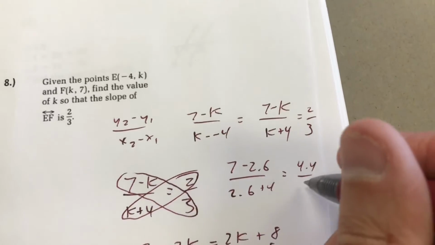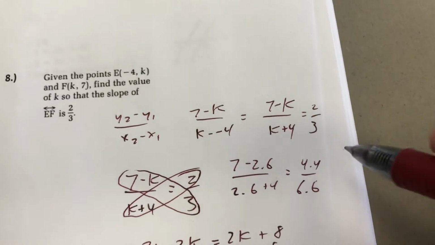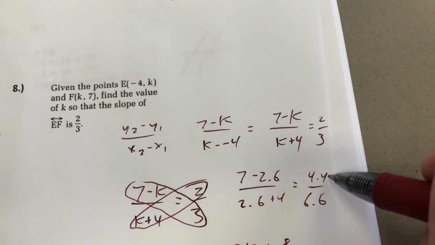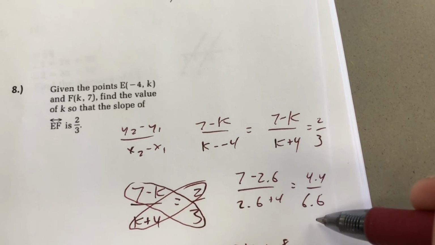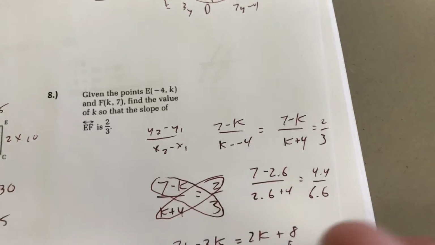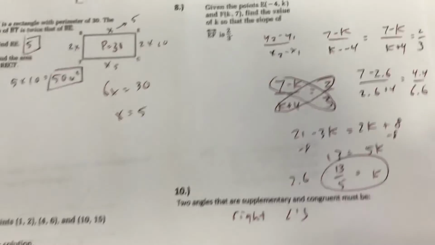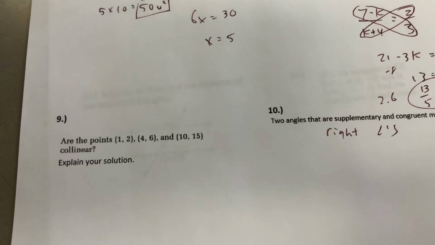and 2.6 plus 4 is 6.6. And yeah, I think if you divide out 2.2 from both of those, that is in fact going to be equal to 2/3. So yeah, this checks out. Wow, there we go. All right, last one on this page.